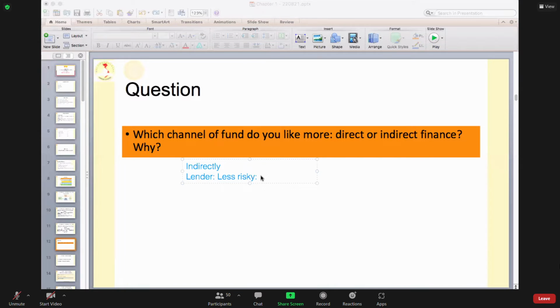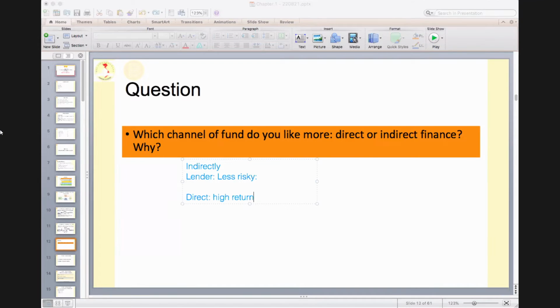I want the direct channel because I want a high return and I don't want to pay any intermediary fee to some institution. So I chose the direct channel. Yeah, thanks so much. You want the direct channel because your money will bring more benefit for you with higher return. And high return means high risk. Okay.